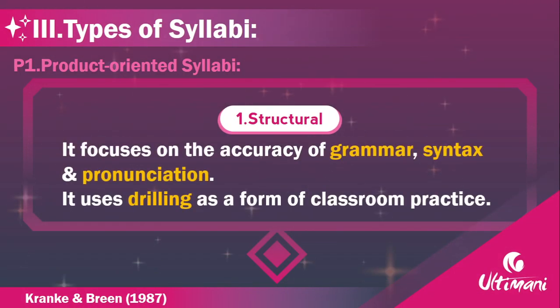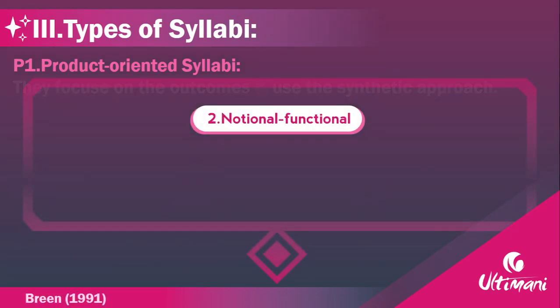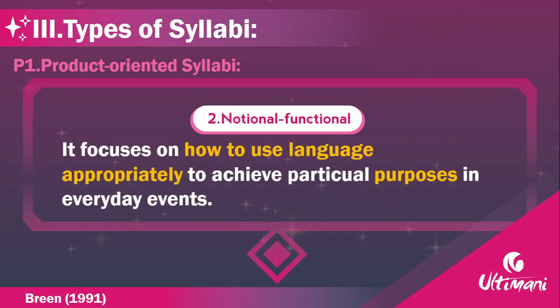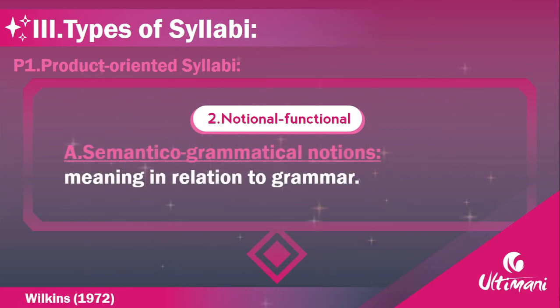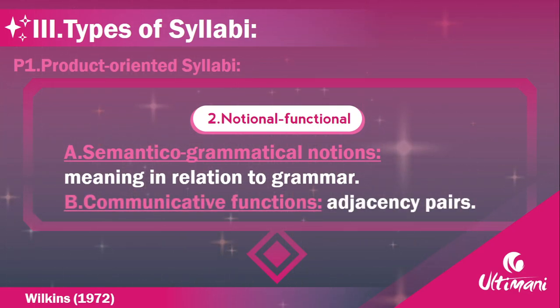It focuses on the accuracy of grammar, syntax, and pronunciation, and it uses drilling, repetition-based activities as a form of classroom practice. The second type is notional functional. It focuses on how to use language appropriately to achieve particular purposes in everyday events, and it has 2 categories: semantico-grammatical notions, which is to convey the right meaning using the right grammar, and communicative functions, mainly the adjacency pairs like greeting, replying, inviting, accepting, apologizing, and so on.